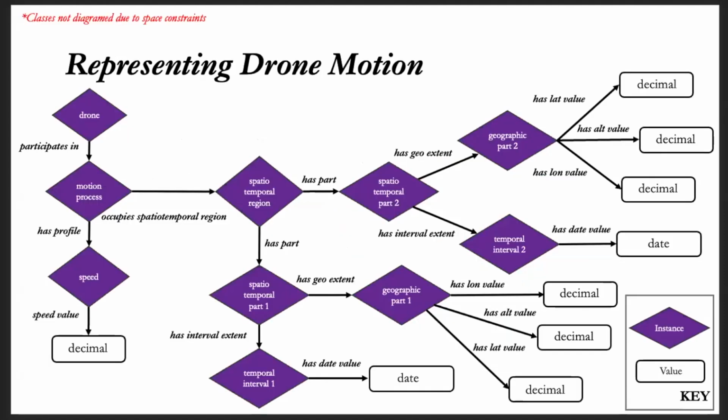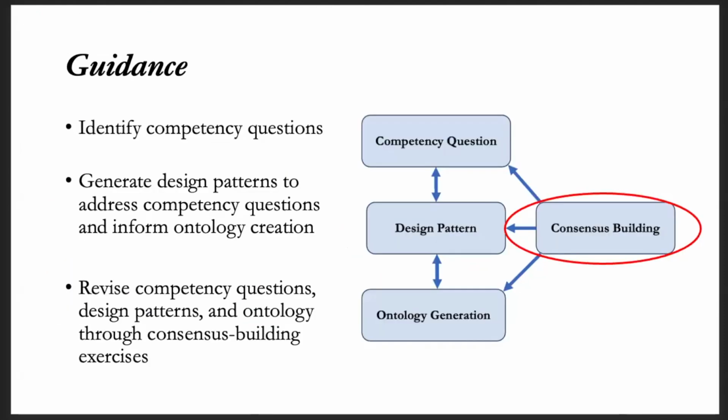As I illustrated last time, here's a design pattern representing drone motion. I would recall I was trying to represent drone tracking over a border or something. And so what I needed was a drone in motion process having a certain speed. It's occupying some spatio-temporal region that itself has parts that you can apply measurements to, like lats, longs, and altitude. You need all this stuff to answer a question like that.